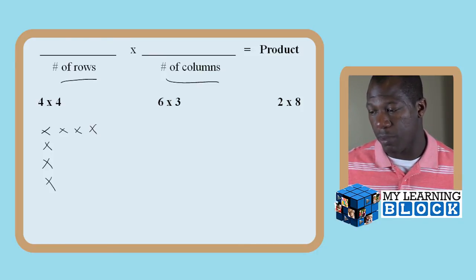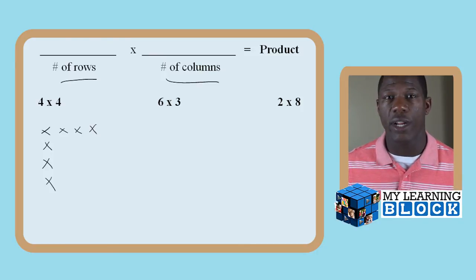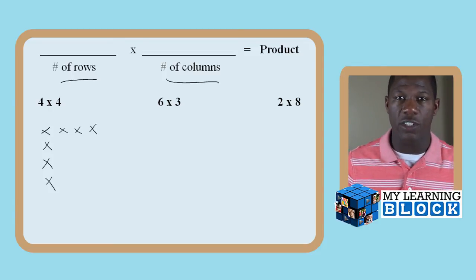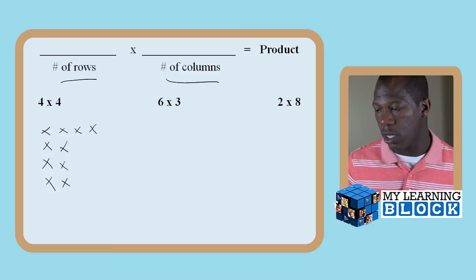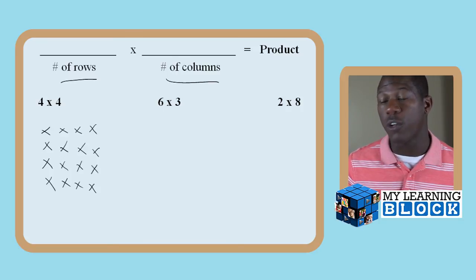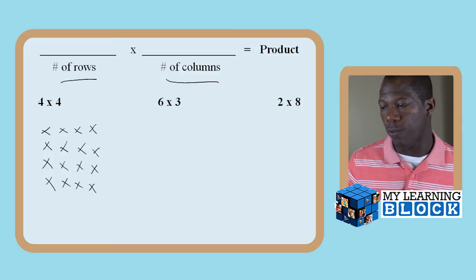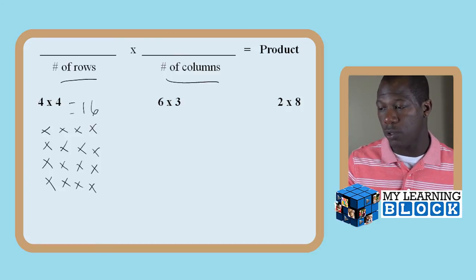A lot of kids will skip that 4 and add 1 extra here. Make sure you're on top of your child and allowing them to understand that. No, don't add that because you already have 1 right here for your column. 1, 2, 3, 4. So I'll continue. Now I have an array of X's. So 4 by 4, if you want to count those up, it is 16. Again, allow your child the opportunity to count.